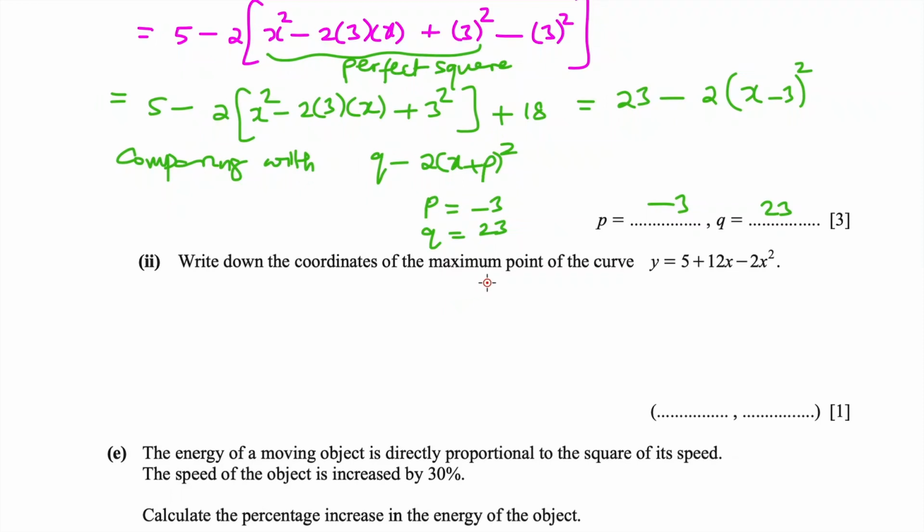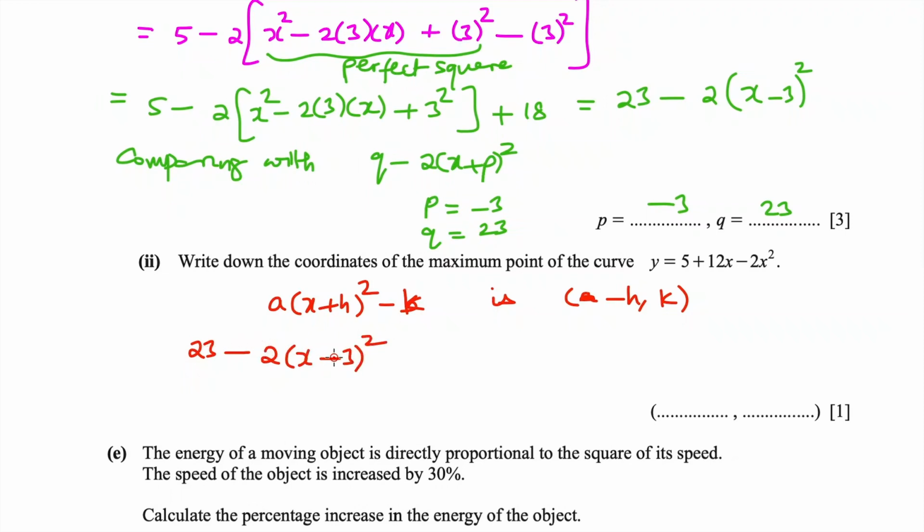Okay, write down the coordinates of the maximum point of the curve. So the maximum point of the curve a into x plus h whole square minus k is minus h and k. And so here it is 23 minus 2 into x minus 3 whole square. And so the maximum point is h is equal to 3 and k is equal to 23. So 3 comma 23.